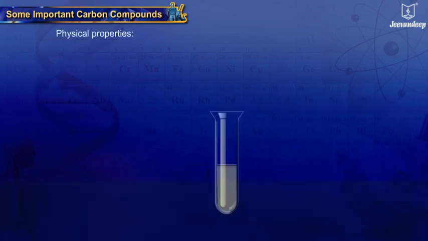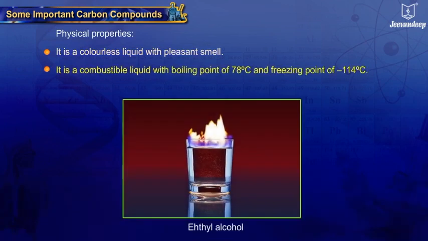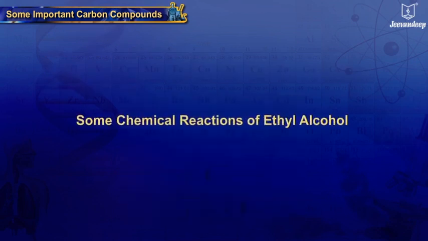Physical properties. It is a colorless liquid with pleasant smell. It is a combustible liquid with boiling point of 78 degrees Celsius and freezing point of -114 degrees Celsius. It burns with blue flame. Some chemical reactions of ethyl alcohol.